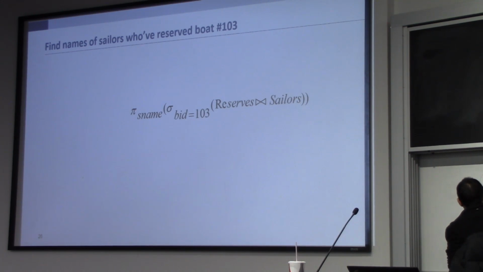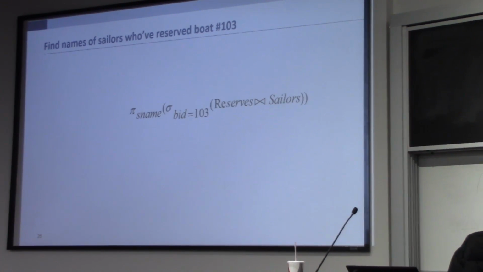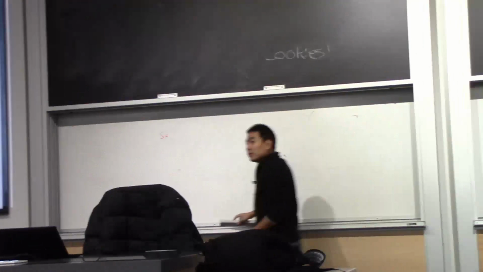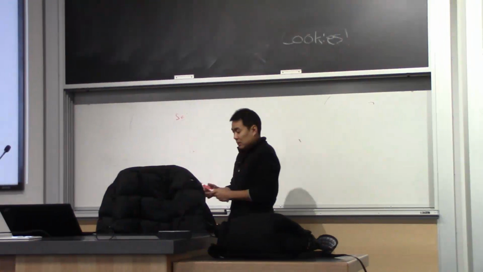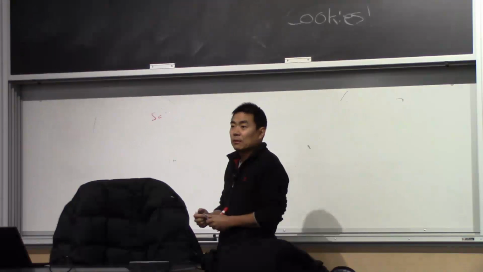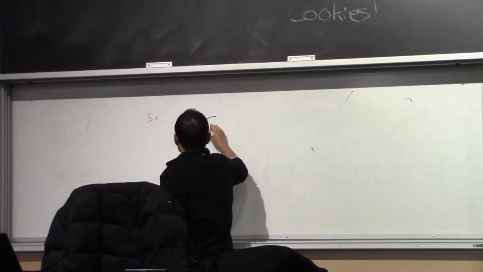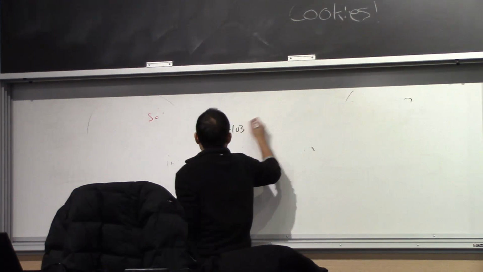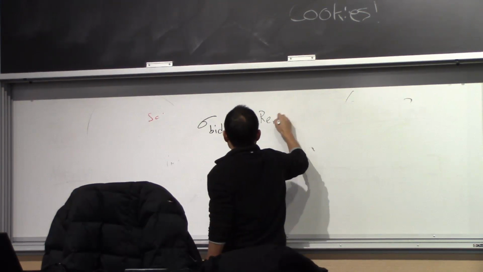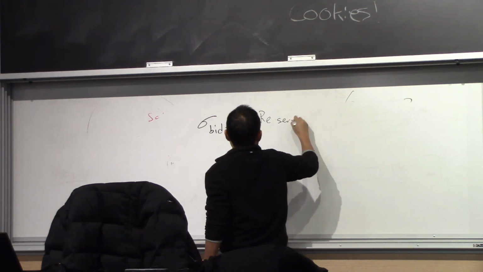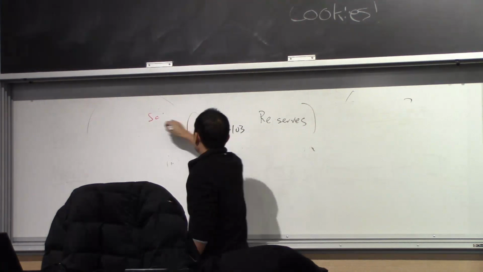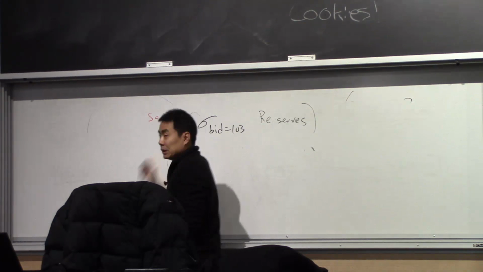What you do is, if your goal is to just find the sailor ID who have reserved boat 1 or 3, all you need to do is from reserves, then you put out those sailor IDs.